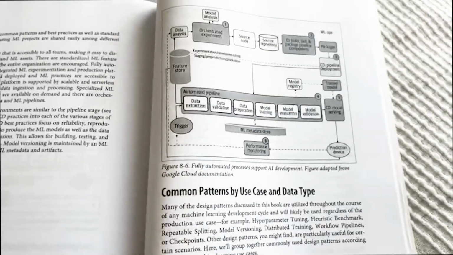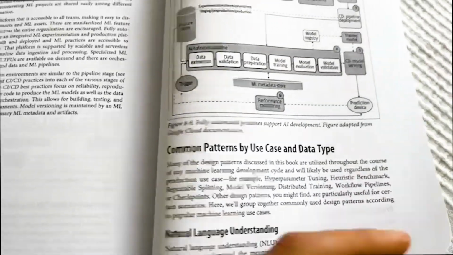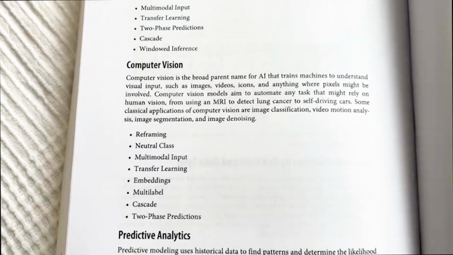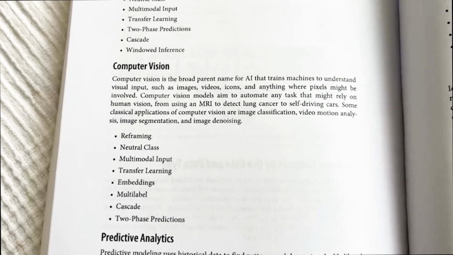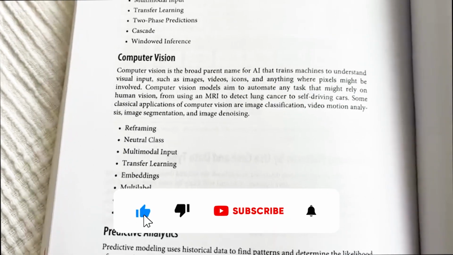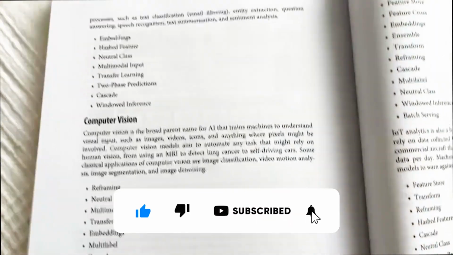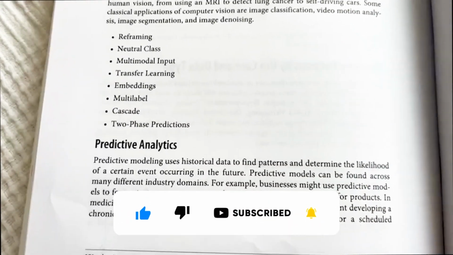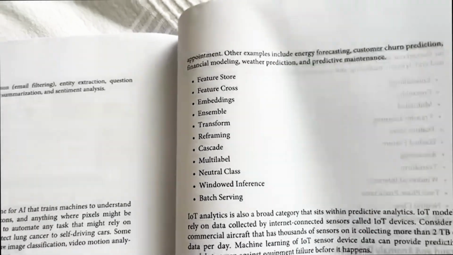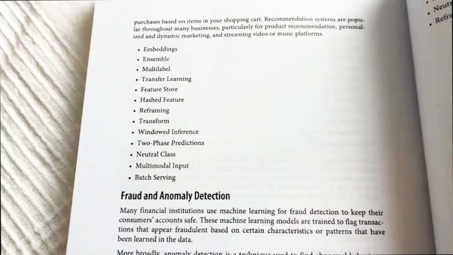One of the best things about this book is that it tells you where you should use specific patterns together. For example, if you are doing a computer vision project, you may use a reframing design pattern, neutral class design pattern, and cascade and two-phase prediction design pattern. So it gives you very on-point practical tips of how to use some of the most famous design patterns in machine learning and deep learning.